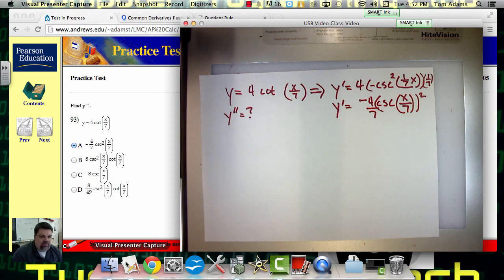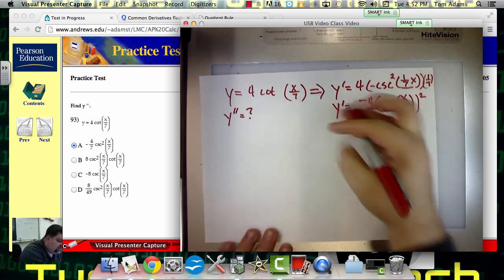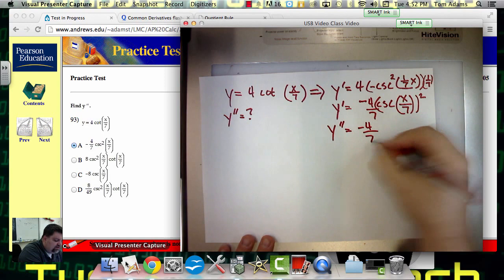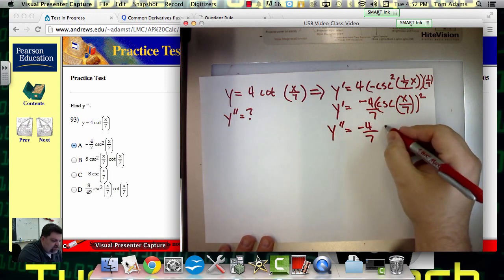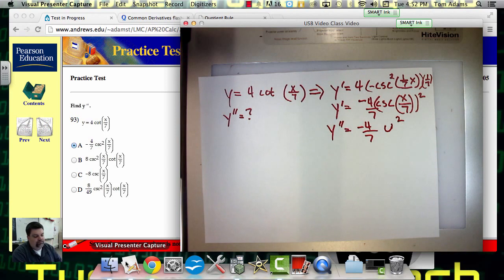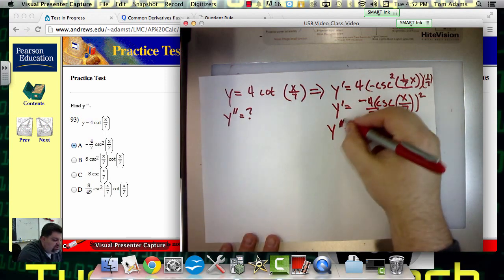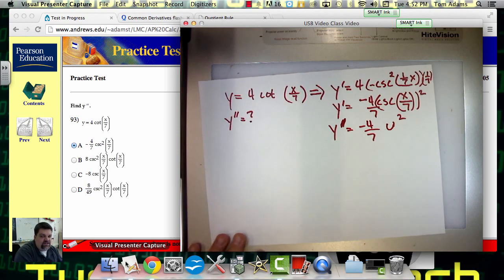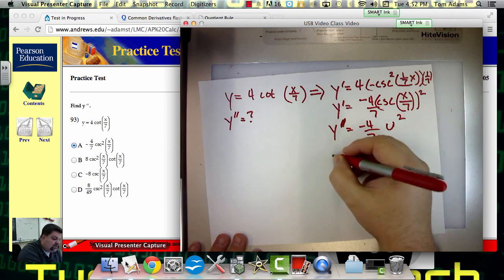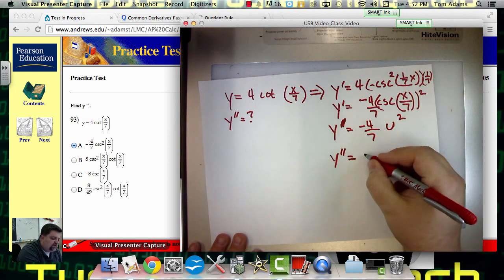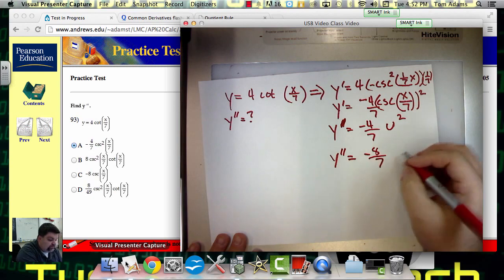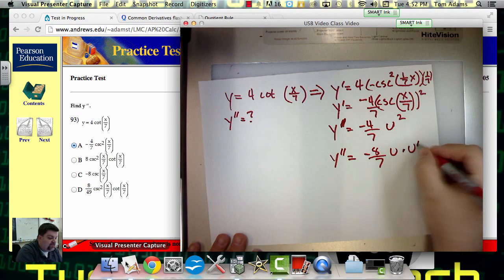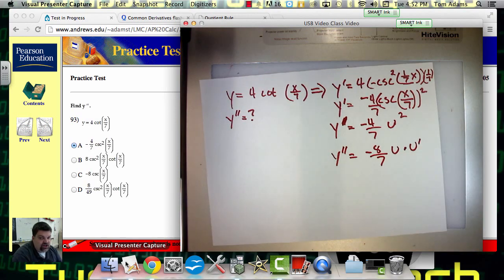So now to get y double prime, I need to take the derivative again. I'm going to think of it like this: negative 4 over 7 times u squared. Let's just leave that as y prime, and then I'll take the derivative of this stuff. I'd toss the 2 to the front, so my y double prime would be negative 8 over 7, and then u to the first power, and we have to remember to tack on the derivative u prime because of the chain rule.